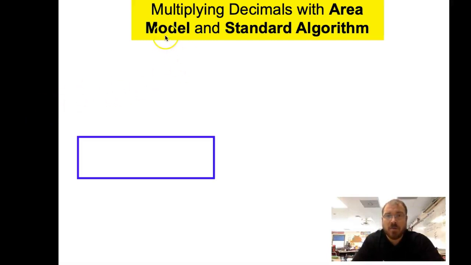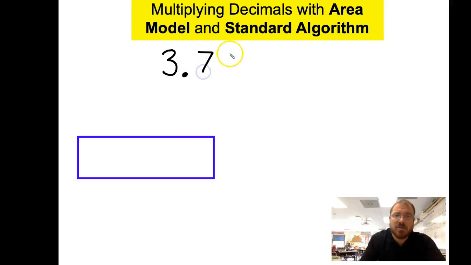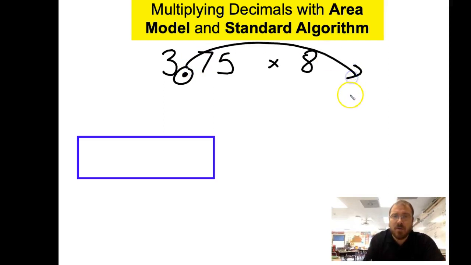Okay, today we're going to multiply decimals with the area model and the standard algorithm. We'll start out with a decimal value, 3 and 75 hundredths times 8. To begin, I need to decompose this number, or break it apart based on its place values. However, I'm going to take this decimal and for now, just throw it out. And I'm going to put that decimal back in my answer at the end.